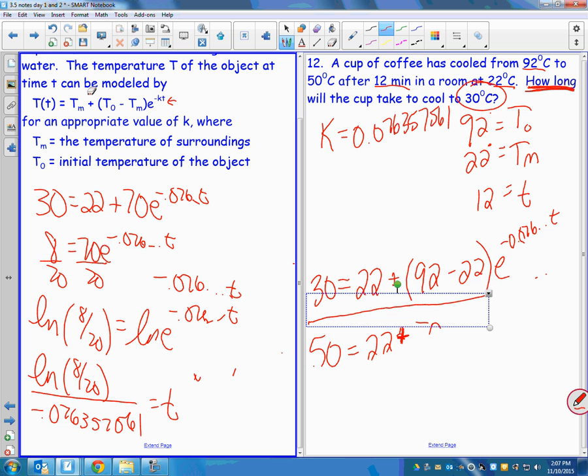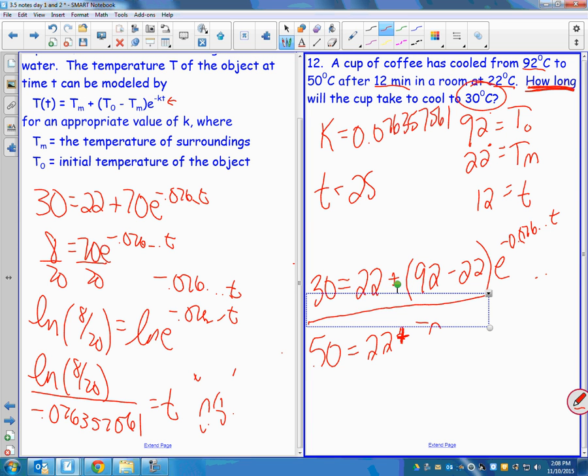I got 28.406, or about 28.4 minutes. Or you could be super cool and change 0.4 minutes to seconds.